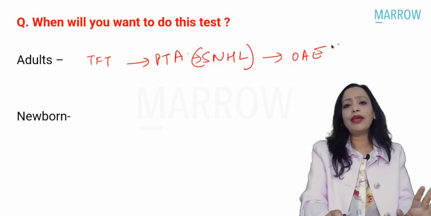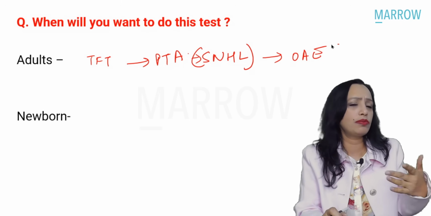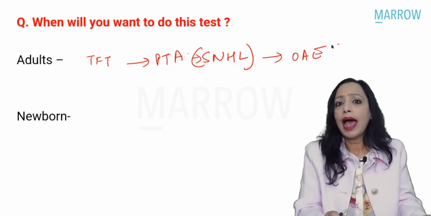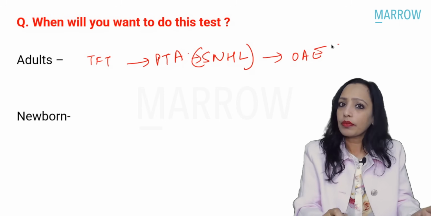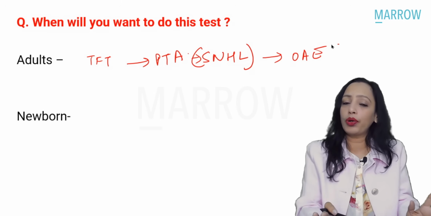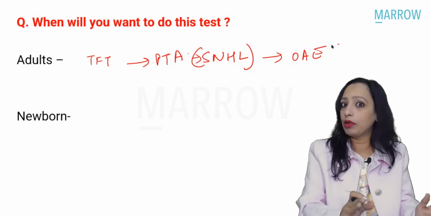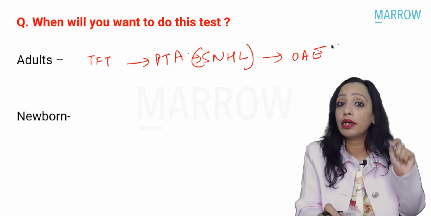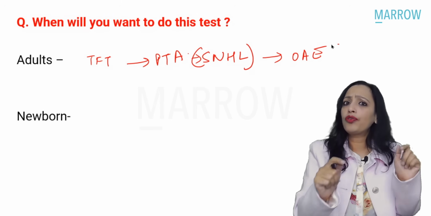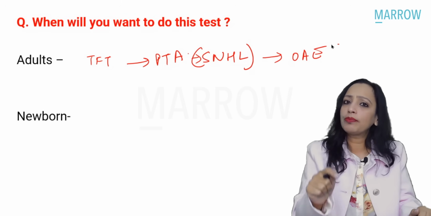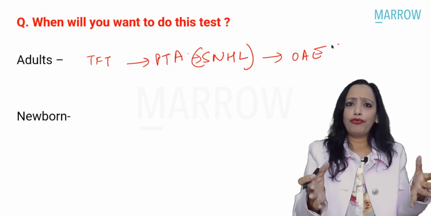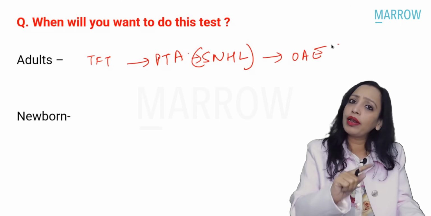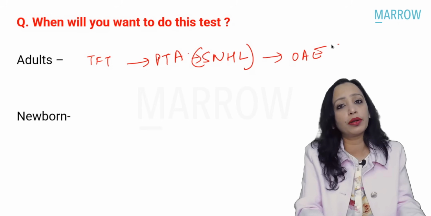Now, suppose it is a child who is maybe 6 months, 1 year, 2 years, 3 years, 4 years, and the parents have brought the child to you and they have not got any otoacoustic emission done earlier, and now they are telling you that they feel that their child does not hear. Yes, so now what will you do? Will you subject a child of 4 years, 3 years, 2 years to pure tone audiometry, or would you directly recommend an otoacoustic emission?